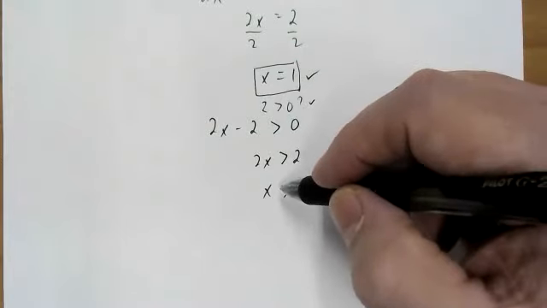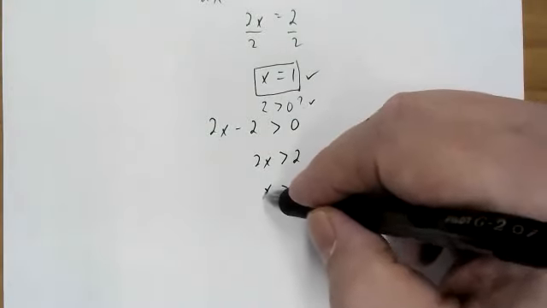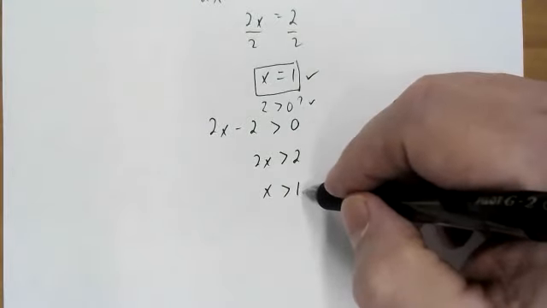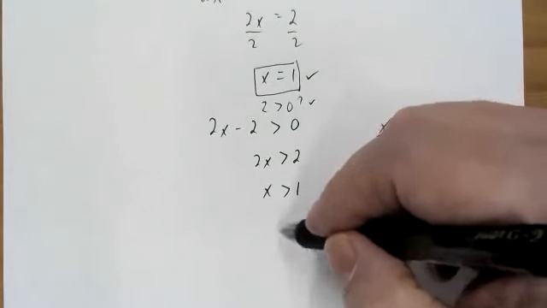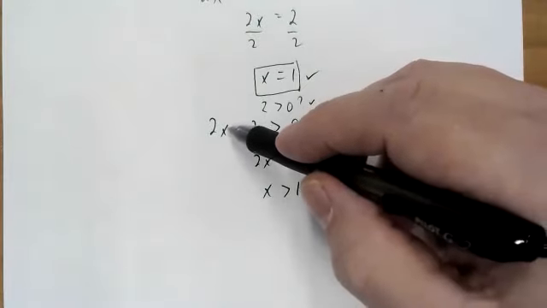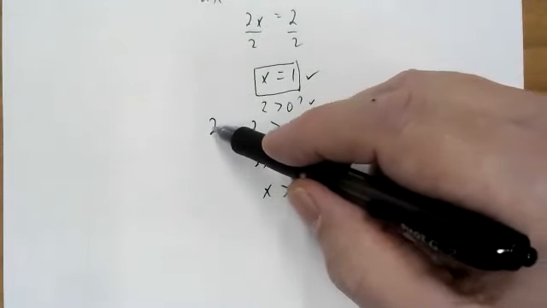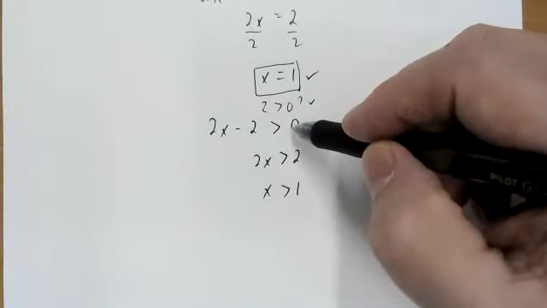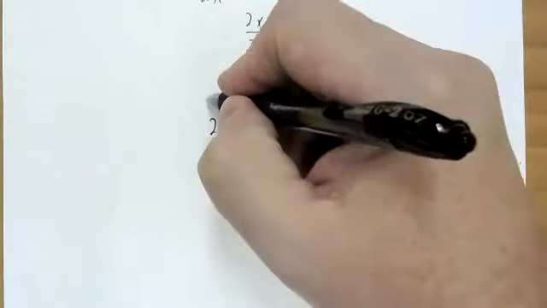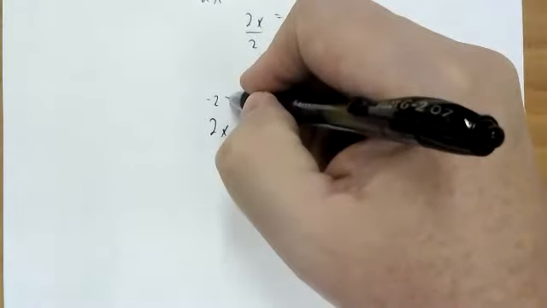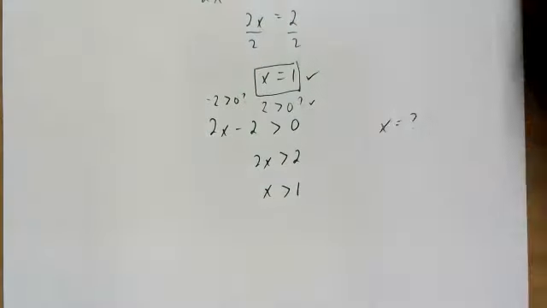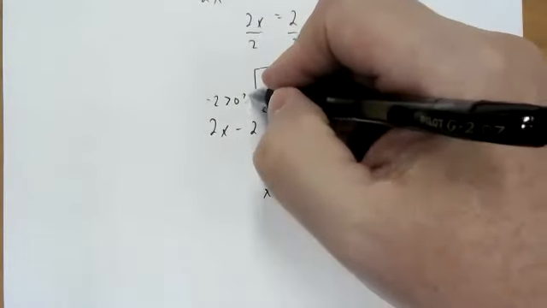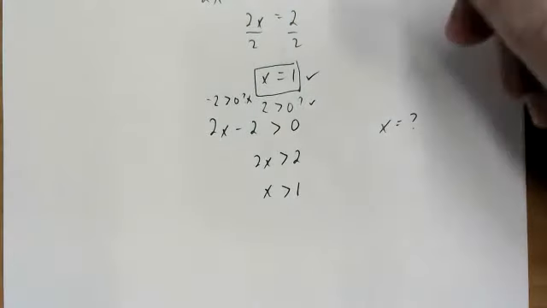Let's say we try and check out x equals 0. Now from my answer, 0 should not be a solution. Let's plug it back in and see what happens. If I plug in 0 for x, 2 times 0 is 0, so 0 minus 2, you end up with minus 2, and we ask ourselves, is minus 2 greater than 0? No, it's not. So this is not a solution.